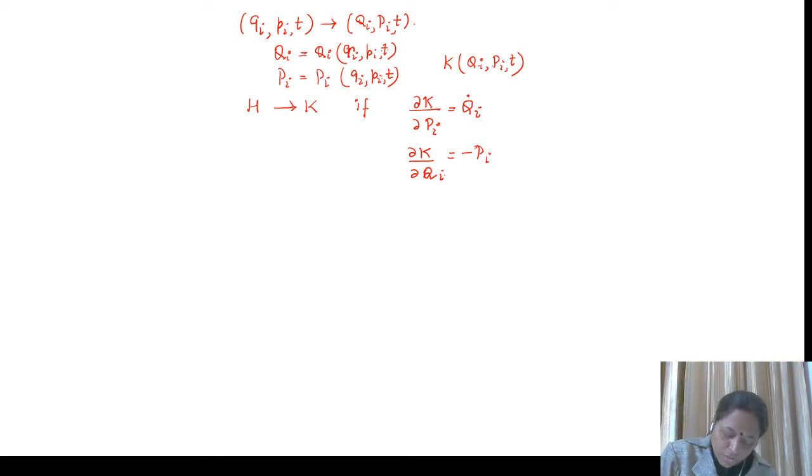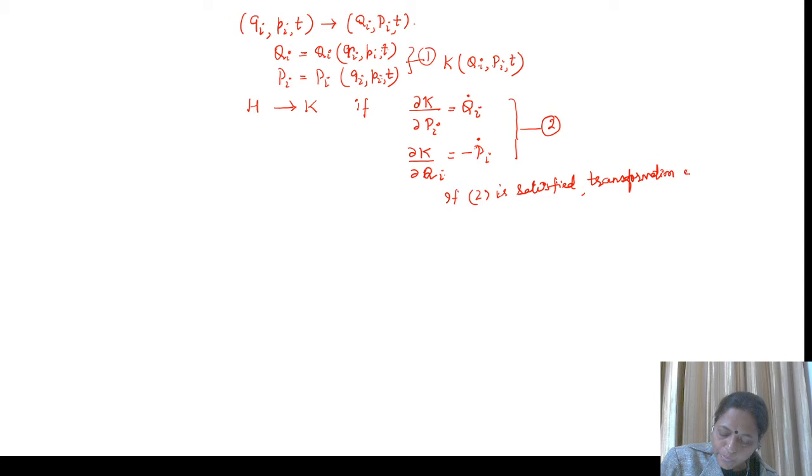This is Qi dot, this is Pi dot. If this type of structure, which is true for Hamilton's equations of motion, is preserved for the new system also, corresponding to the new Hamiltonian K, then you say that the transformation equations are canonical. These are the transformation equations. So if this is satisfied, the transformation equations are canonical. Right?